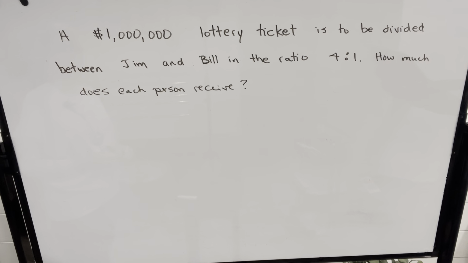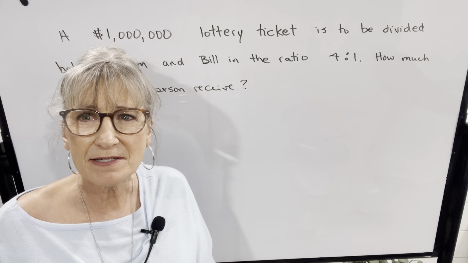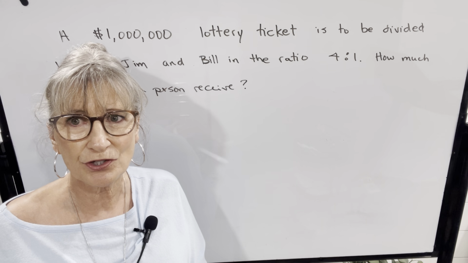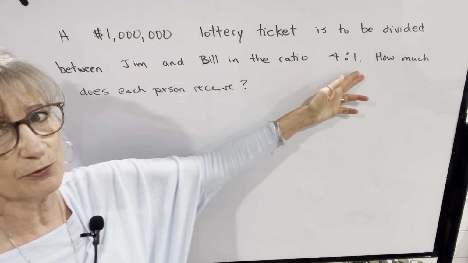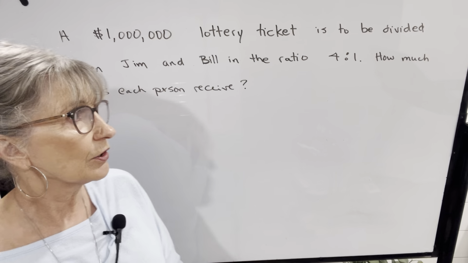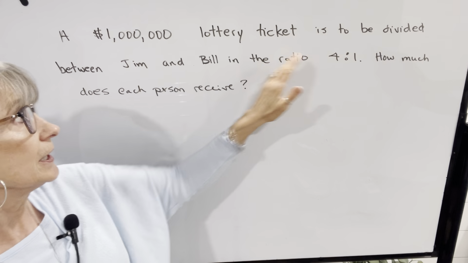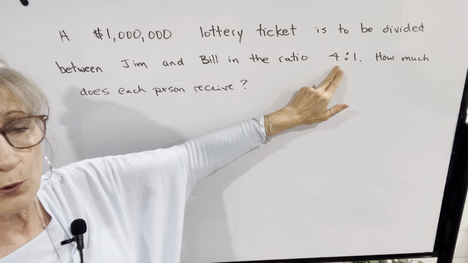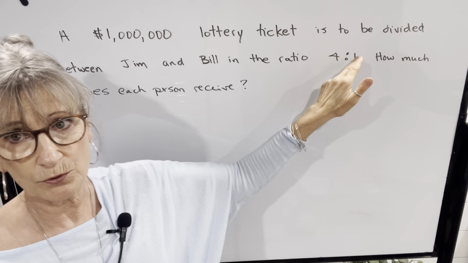Our next example says a $1 million lottery ticket is to be divided between Jim and Bill in the ratio 4-to-1. How much does each person receive? The biggest mistake I see students make with this type of question is they just take the total and divide by 4. What you have to understand is that there are actually 5 parts altogether. Jim's going to get 4 parts of the total, and Bill's going to get 1 part of the total.